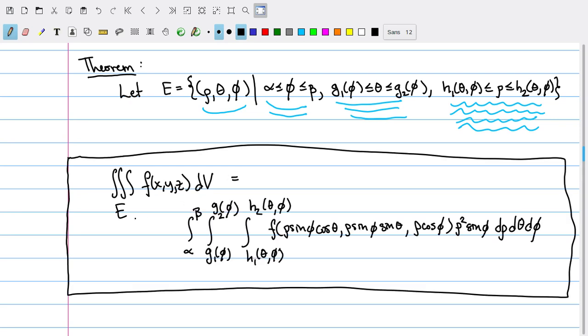Specifically, the triple integral over E of f of x, y, z dV is the iterated integral, first from alpha to beta, then from g1 to g2, then from h1 to h2, of f, but with x, y, and z all switched to spherical coordinates, so x becomes rho sine phi cosine theta, y becomes rho sine phi sine theta, z becomes rho cosine phi, multiplied by rho squared sine phi d rho d theta d phi.